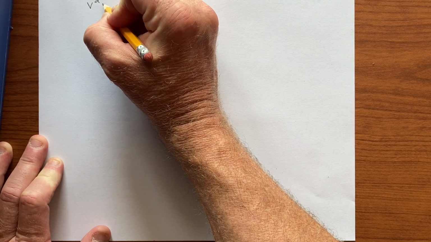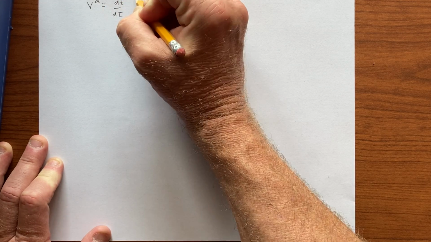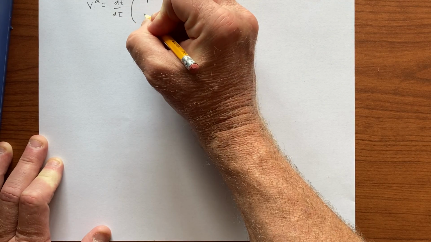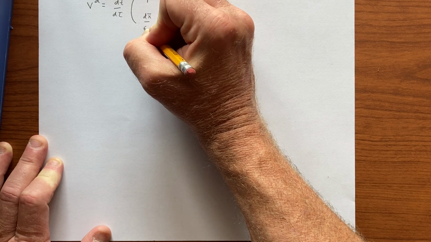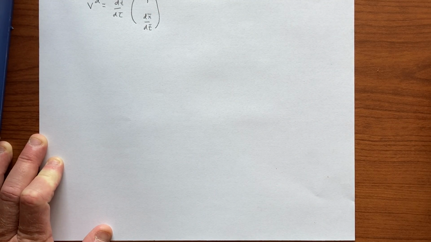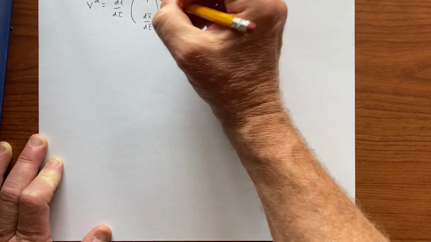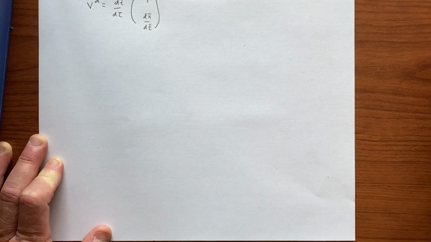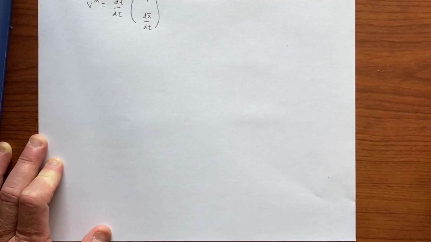So we wrote the 2-velocity as dt bar by d tau times a vector with 2 components, 1 and dx bar by dt bar. And this comes from the idea of an invariant. We don't change that invariant property if we multiply this by mass.